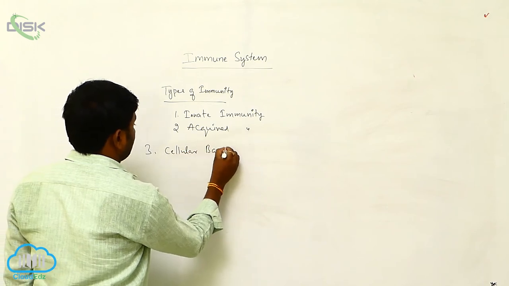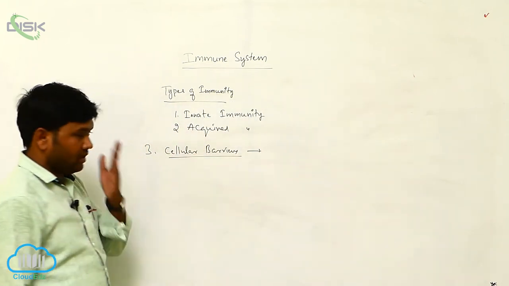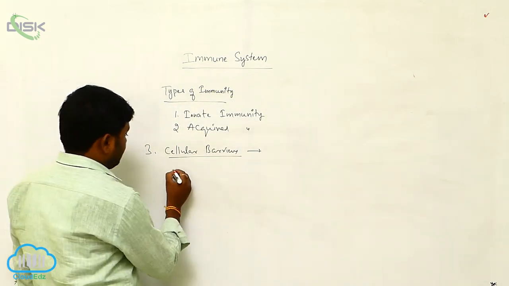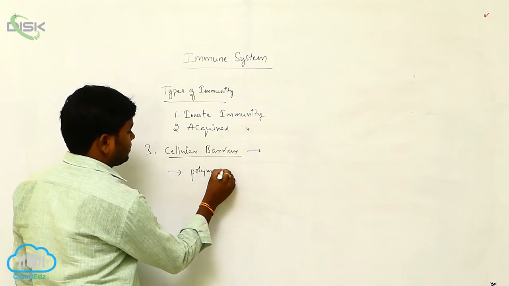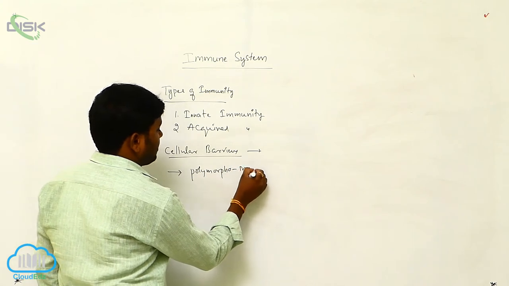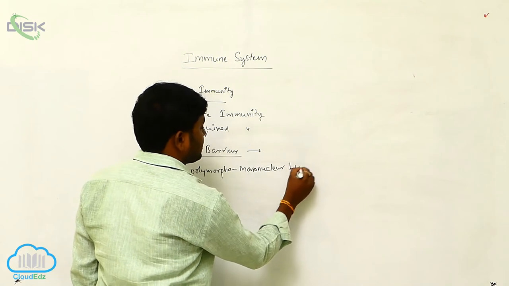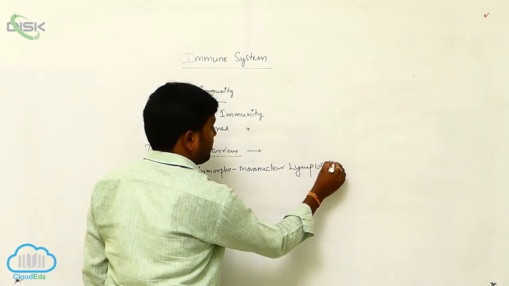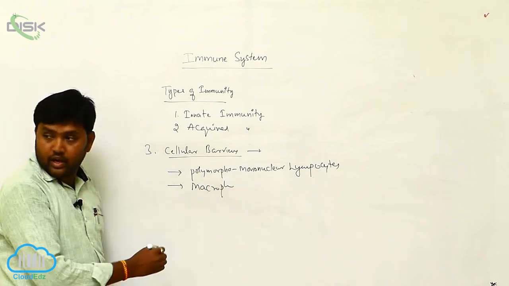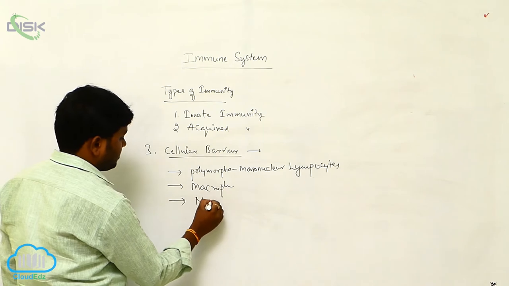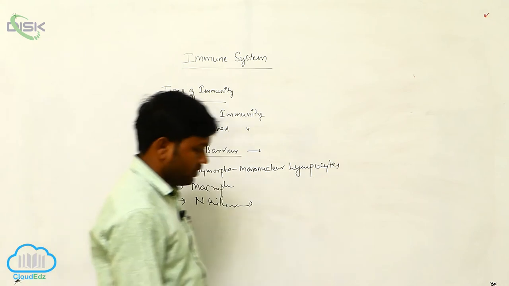Next, cellular barriers. Some examples of cellular barriers are polymorphonuclear cells, monocytes, lymphocytes, macrophages, and natural killer cells.